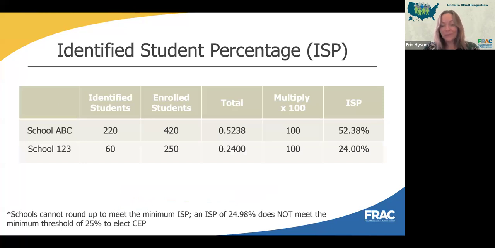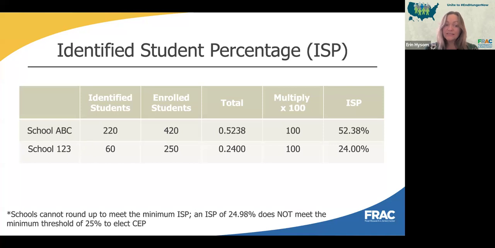So let's go through a few examples of how this identified student percentage is calculated. Here we have 2 schools in the same school district. School ABC has 220 identified students. Remember, these are those students who are automatically eligible for free school meals because they either fit a specific category or they already participate in another means-tested program. So 220 out of 420 total students are identified. When you divide 220 by 420 and multiply by 100, you get an ISP of over 52%. This school, School ABC, can participate in CEP.